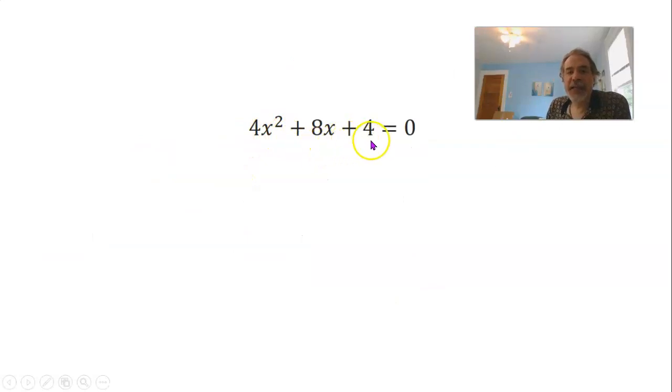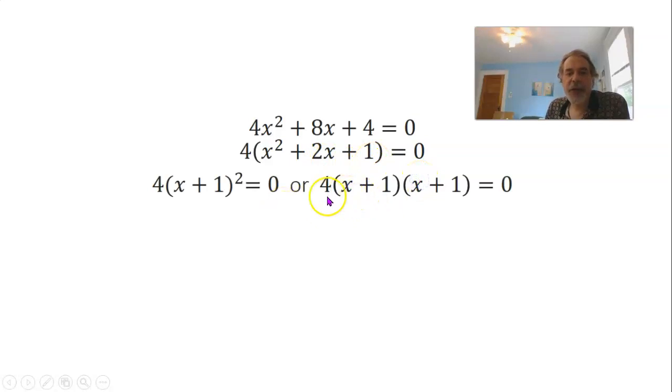4x squared plus 8x plus 4 equals 0. Now there is a common factor of 4 that I could pull out. After factoring out that 4, we got 4 times x squared plus 2x plus 1 equals 0. Now see if we can factor x squared plus 2x plus 1. And that turns out to factor into, you can either write it as x plus 1 squared, or you can write it as x plus 1 times x plus 1.